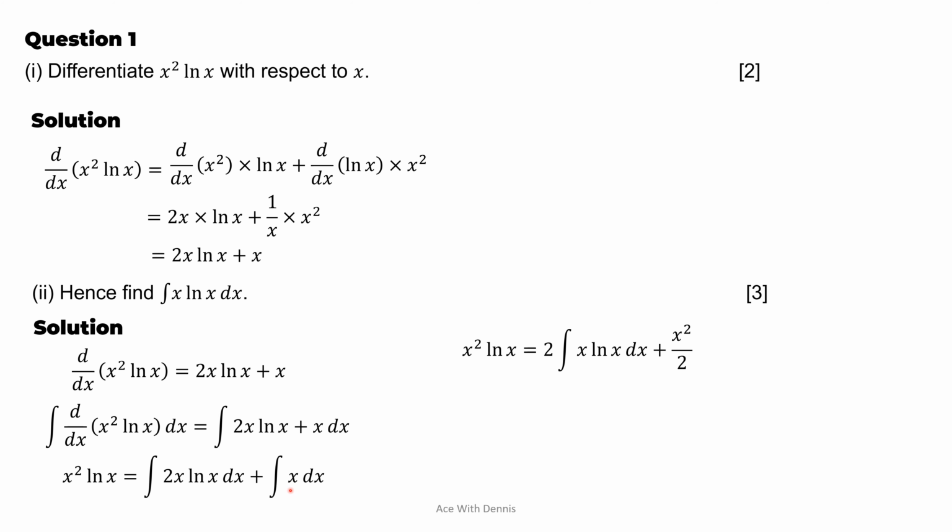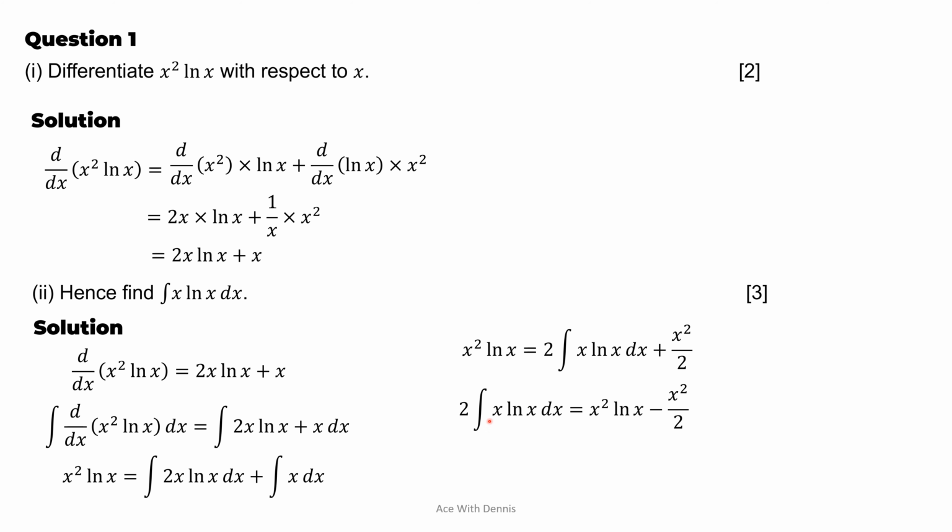If we integrate x dx, we get x squared over 2. And for this term, the integration of 2x ln x dx, we can factorize the constant 2 outside. We get 2 times the integration of x ln x dx. Hence, the whole equation becomes x squared ln x equals 2 times the integration of x ln x dx plus x squared over 2.